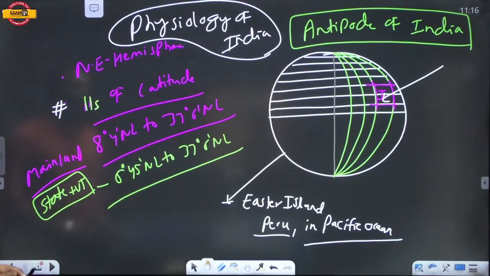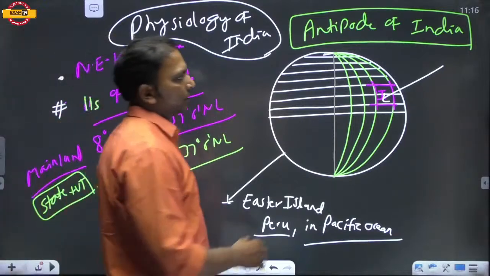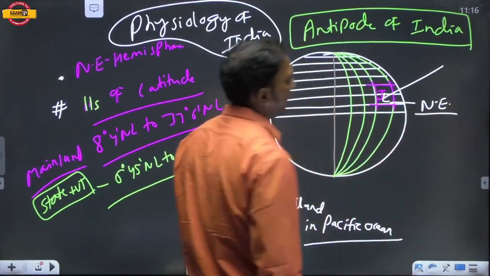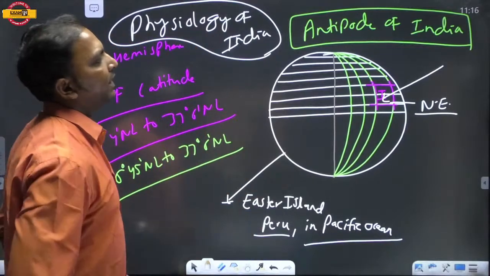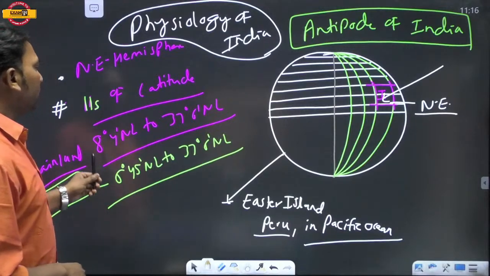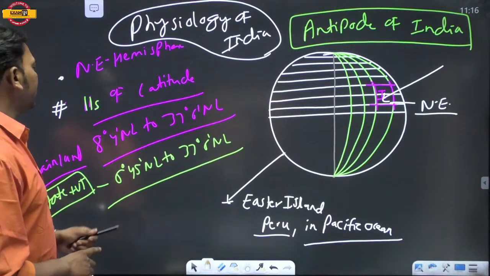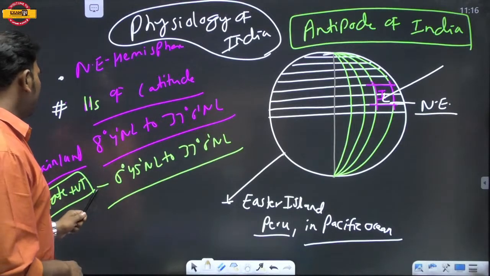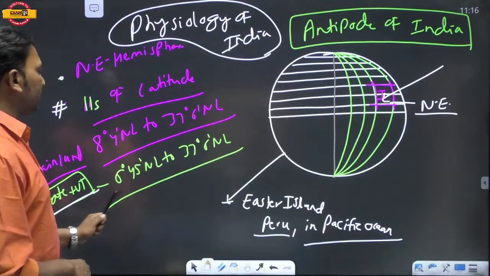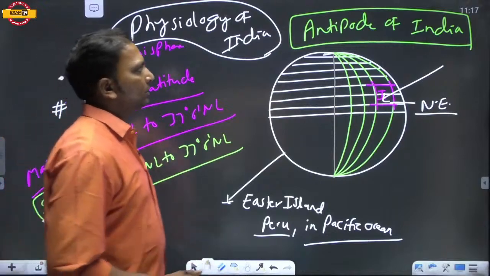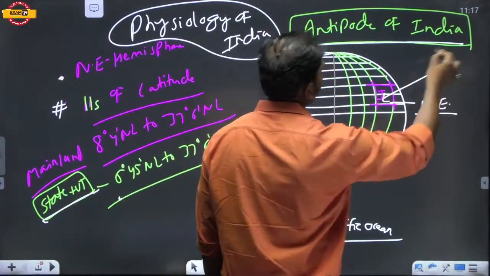And first, we have seen which hemisphere India lies in. India lies in the northeast hemisphere. Then we saw between which two parallels of latitude and which two longitude lines it lies. The latitude is 8 degrees 4 minutes north to 37 degrees 6 minutes north. If we talk about states plus union territories, it is 6 degrees 45 minutes to 37 degrees 6 minutes north latitude.